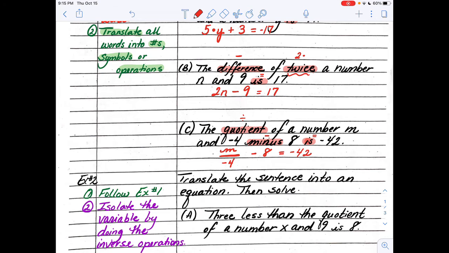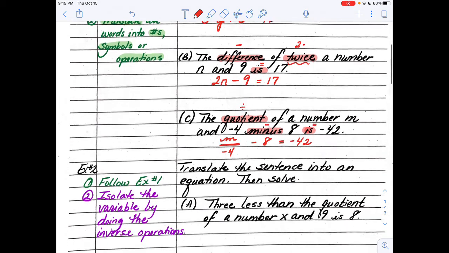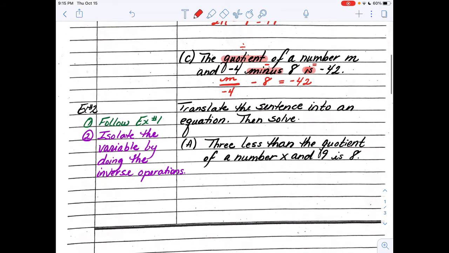So that's what we're going to be working on, is just learning how to identify those keywords and translate. Let's look at example 2. In example 2, it's going to be very much like numbers 1 to 2 in our second section. So in part 2 of our homework. Now this time we're translating, but then we have to solve.